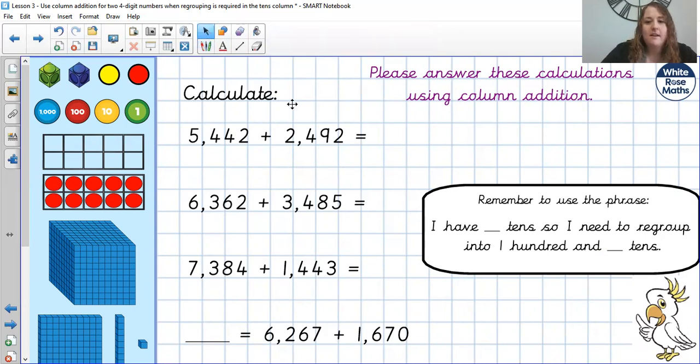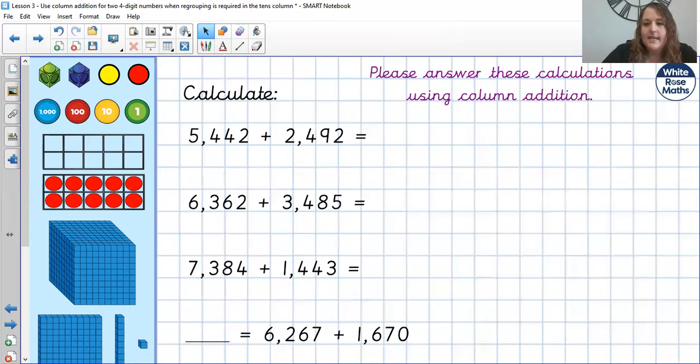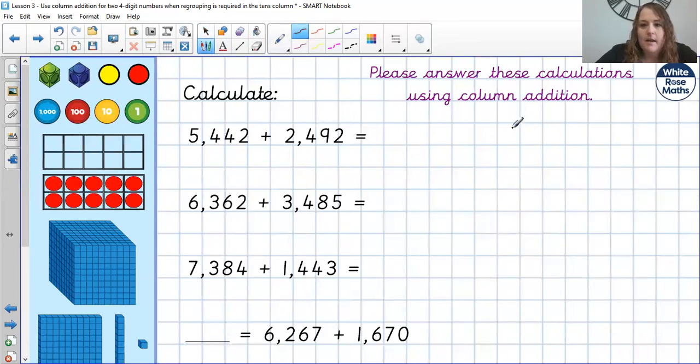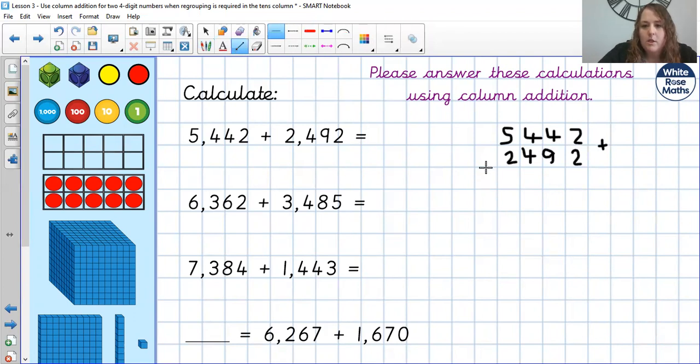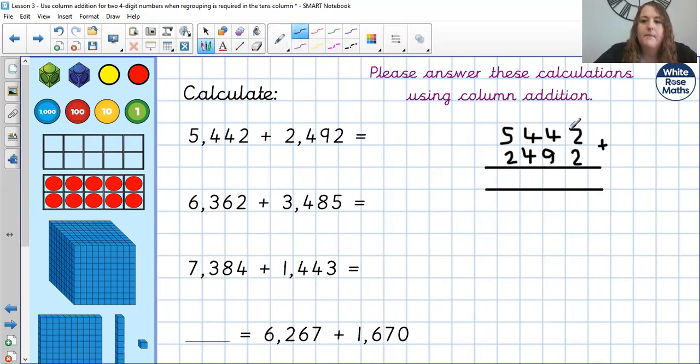Okay, brilliant. So I'm going to get rid of Coco's message just here so I can have some room. And then I'm going to write with my pen again today. So I have 5,442 and I'm adding 2,492 and I'm going to pop my addition sign in and use that ruler tool to make sure I've got nice straight equal lines. And again, you can see I'm doing those on the boxed line, so it's nice and neat. Okay, 2 add 2 is 4.